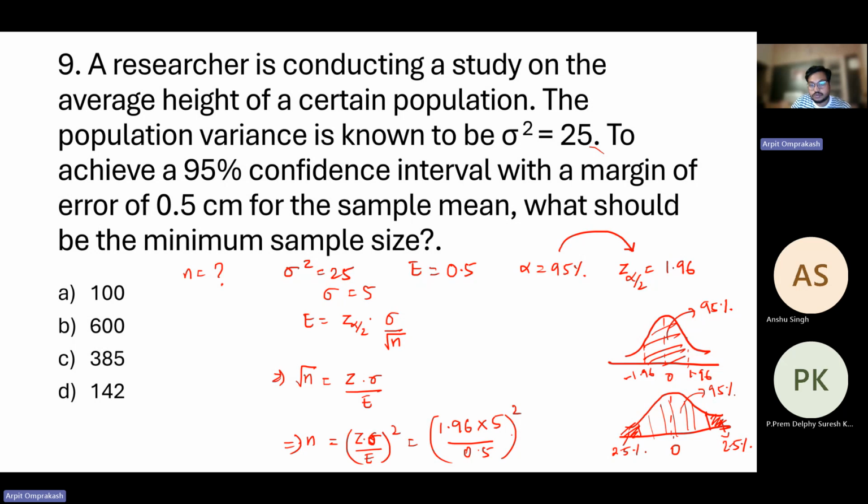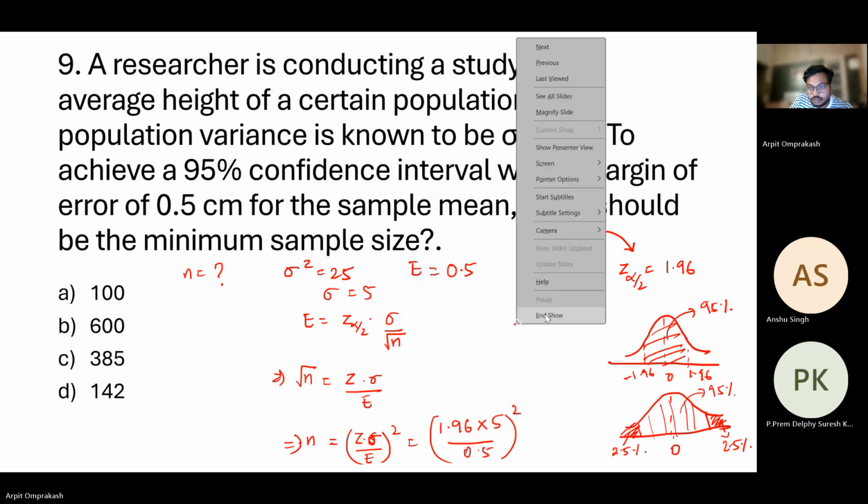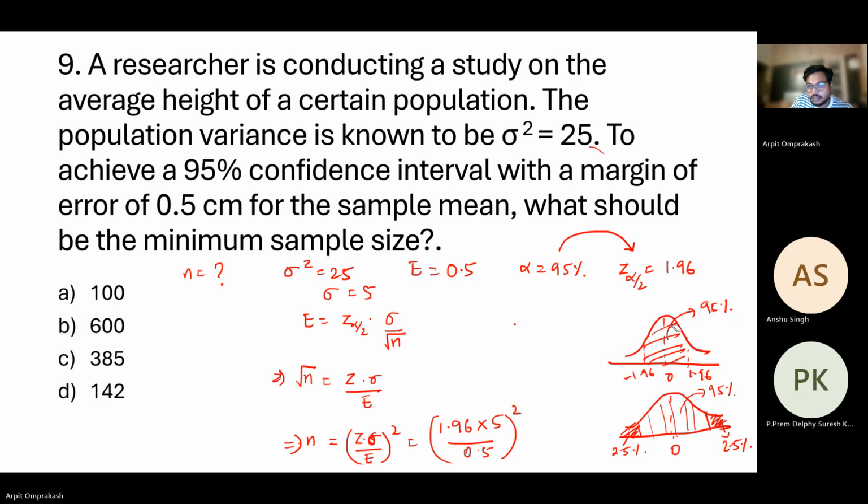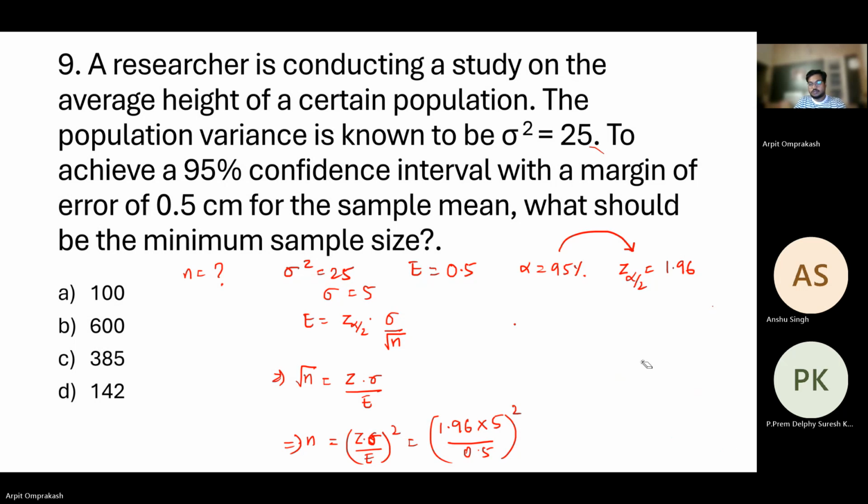Right. So this 5 will cancel out and we have 0.1 here. So it's 1 by 10. So it's 19.6 whole square, which will be approximately 384 point something, 384.16.